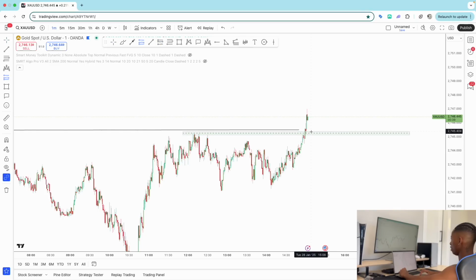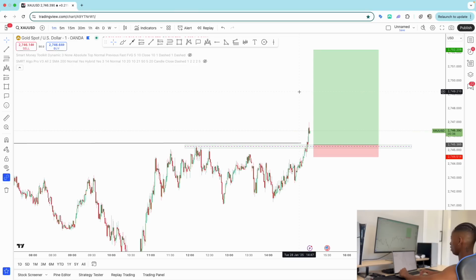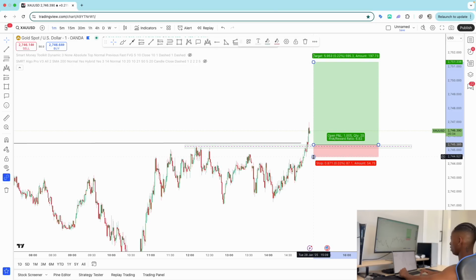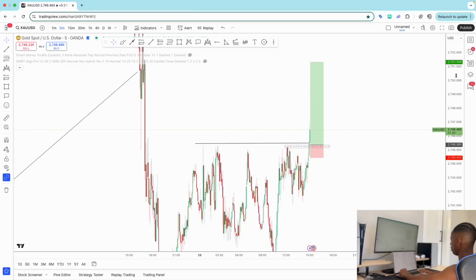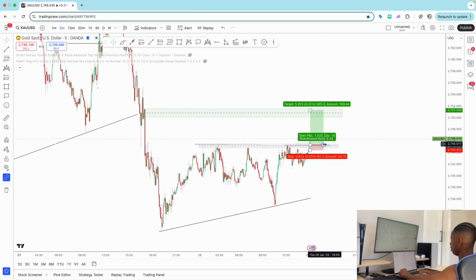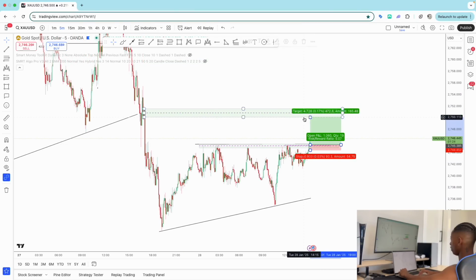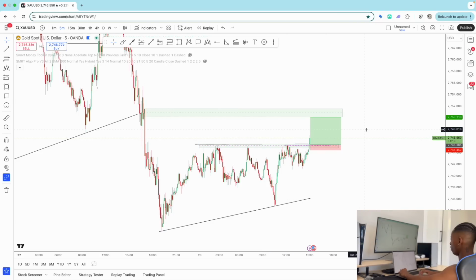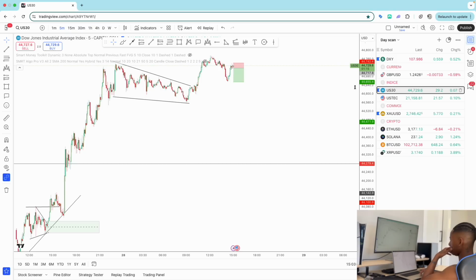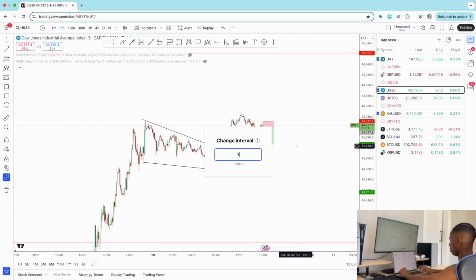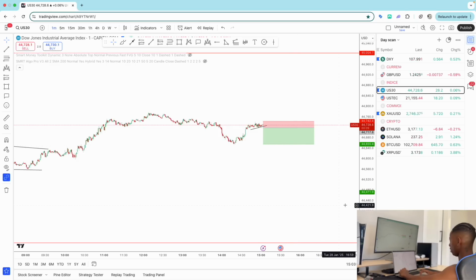Let's see. Stop loss can be here. Let us see. Take profit is gonna be here. So this one here is dope. It makes perfect sense because I'm looking at the risk compared to reward. But with this, let's see what's happening. Okay, I think we might see that.